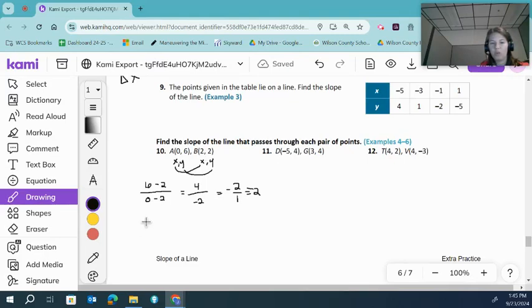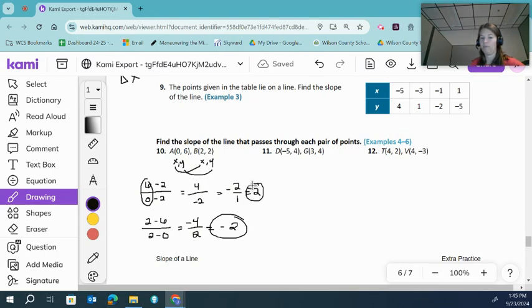We could also do this where you take the second number minus the first, so you could do 2 minus 6, and then I would do 2 minus 0. Notice the numbers I put directly on top of each other: if I use the first point as my first value, I have to do that for both the numerator and the denominator, and the same with the second. So if I do the second values, I need to do that for both. And this would give you -4 over 2, which again simplifies to -2. Same thing for both.